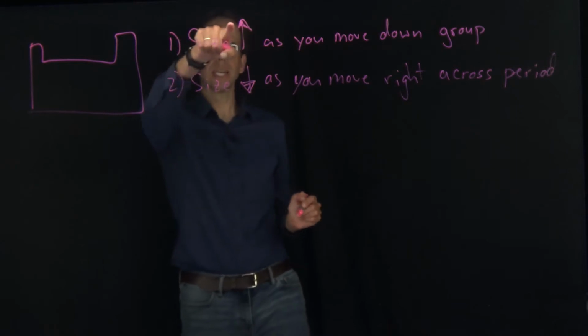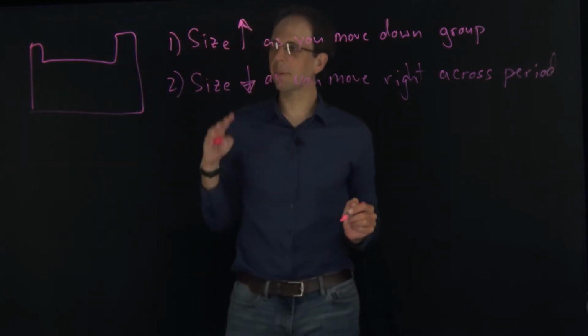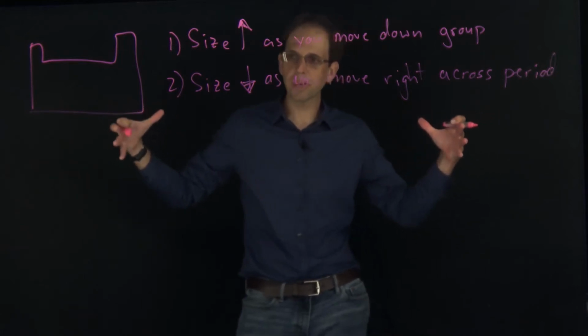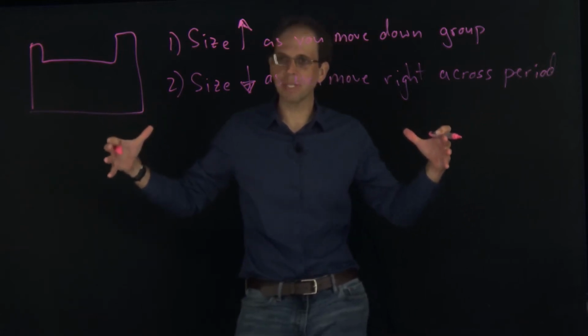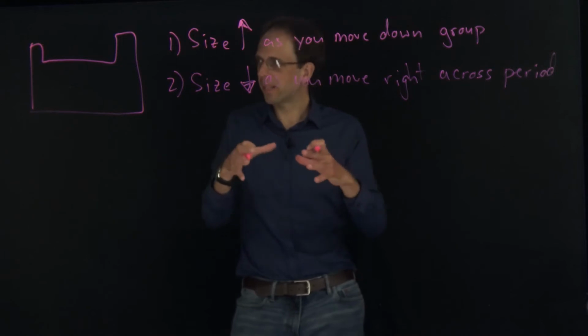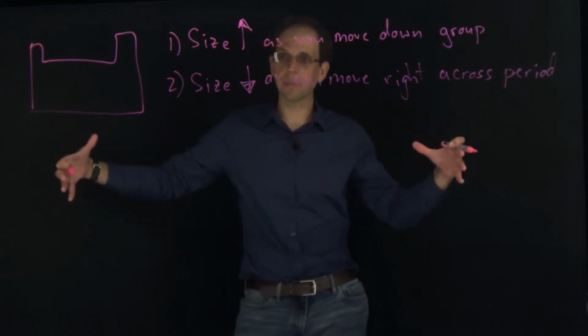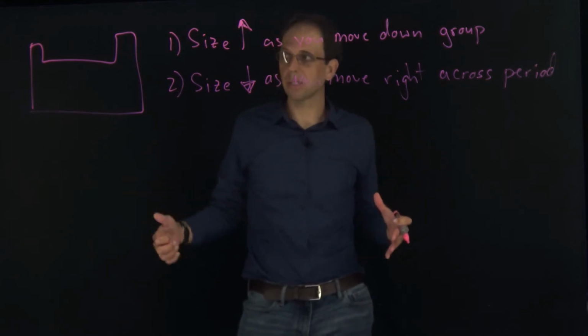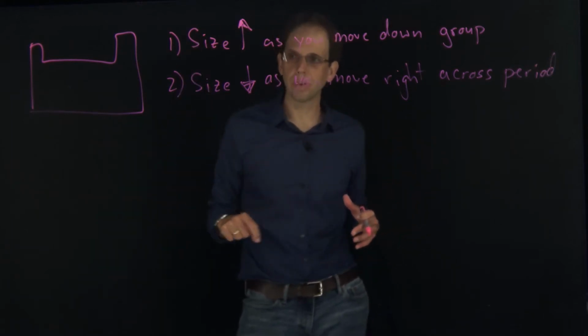The size increasing as you move down effect is coming from the principal quantum number. As we start filling more and more shells of orbitals, as n, the principal quantum number, gets larger, we find that these orbitals tend to extend further from the nucleus. So the orbitals are generally getting larger, the atoms are getting larger. So that's why trend 1 is true.